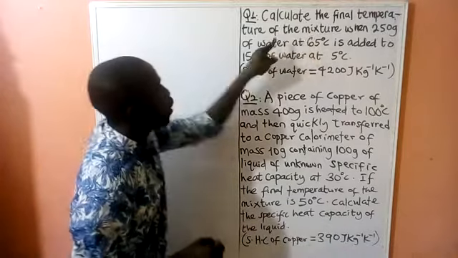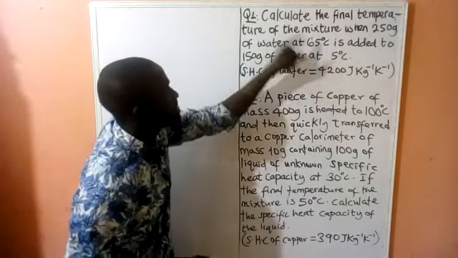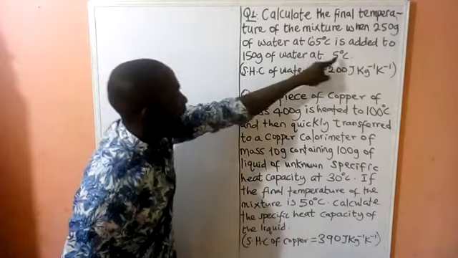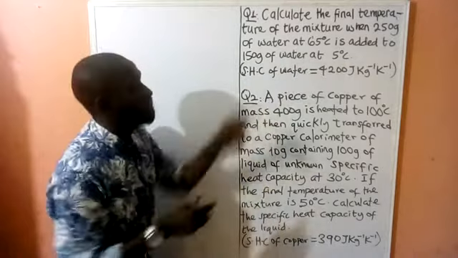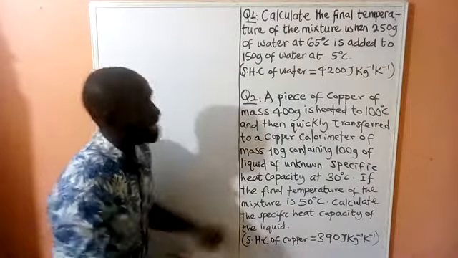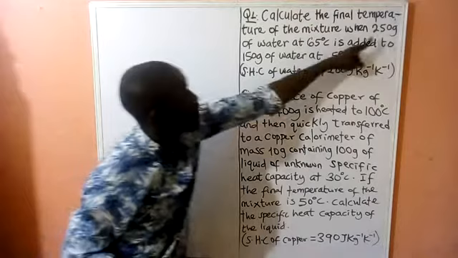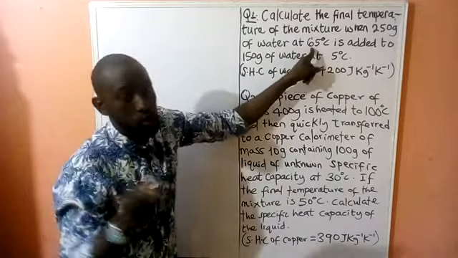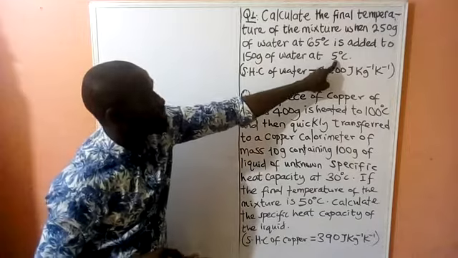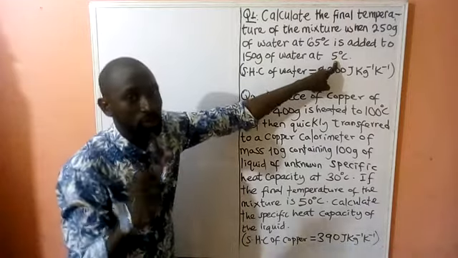Calculate the final temperature of the mixture when 250 grams of water at 65 degrees Celsius is added to 150 grams of water at 5 degrees Celsius. So we are mixing water here, but one water is at 65 degrees Celsius and the other water is at 5 degrees Celsius. So the first water, which has 250 grams, is the one that is hot, or at higher temperature. While the water of 150 grams, which is at 5 degrees Celsius, is the one that is cold, or at a lower temperature. Are you with me, class?